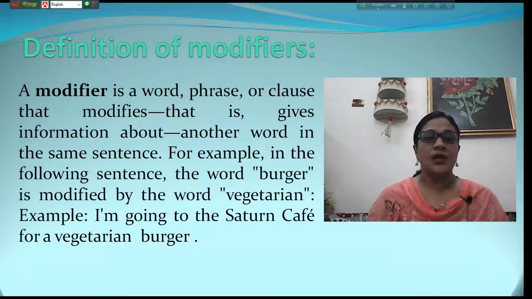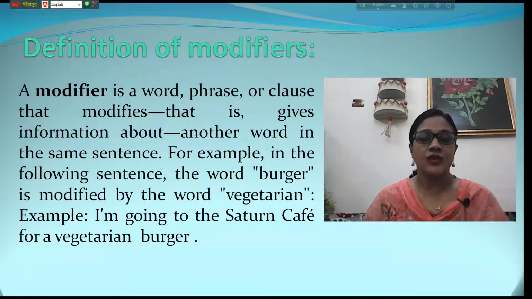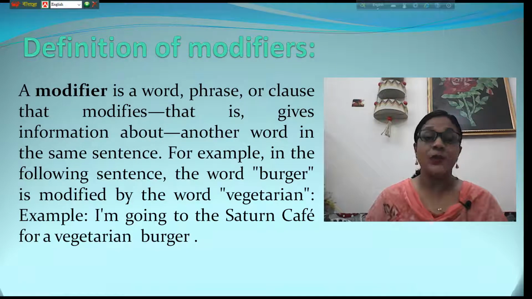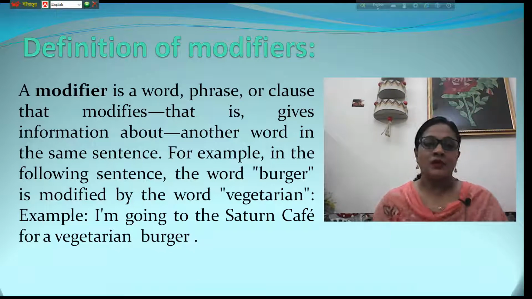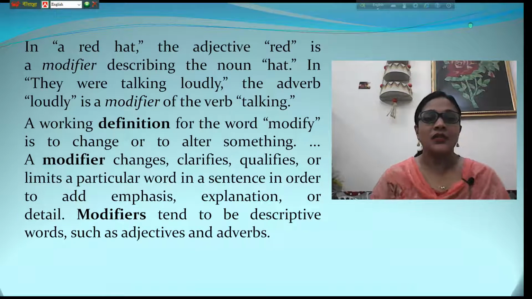My dear students, a modifier is a word, phrase or clause that modifies, that is, gives information about another word in the same sentence. For example, in the following sentence, the word burger is modified by the word vegetarian. Here you see an example. I am going to the Saturn Cafe for a vegetarian burger. In a red hat, the adjective red is a modifier describing the noun hat.